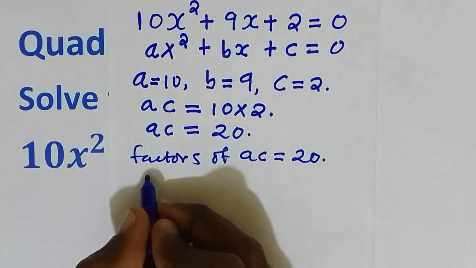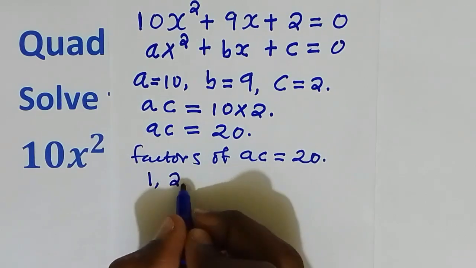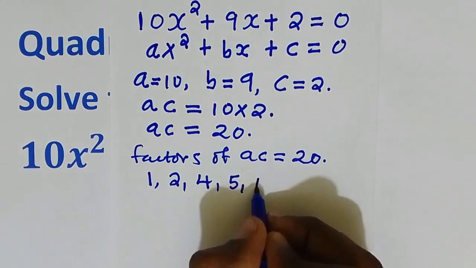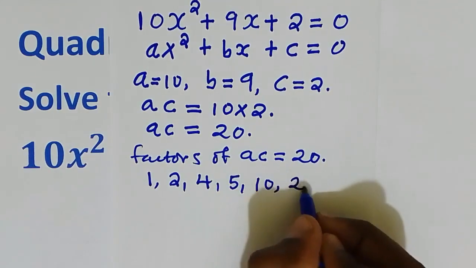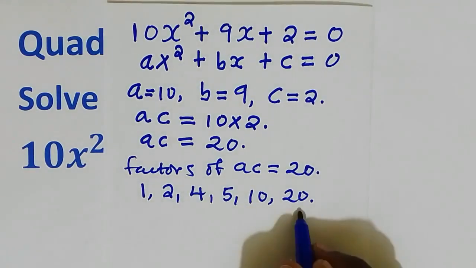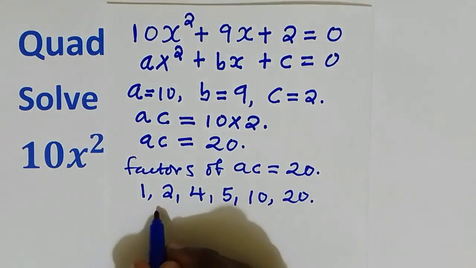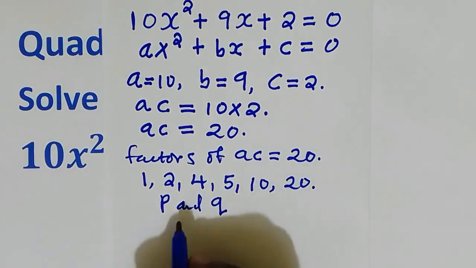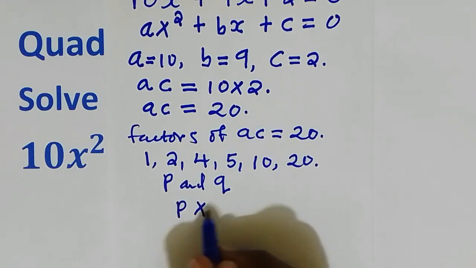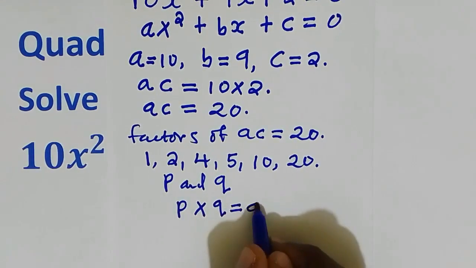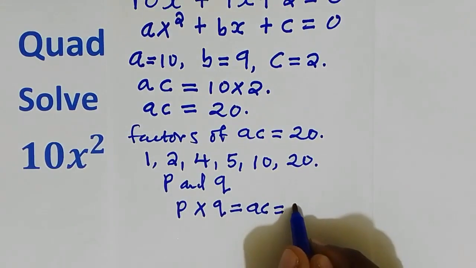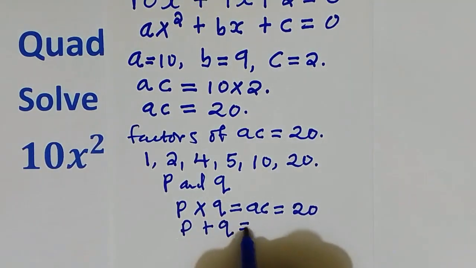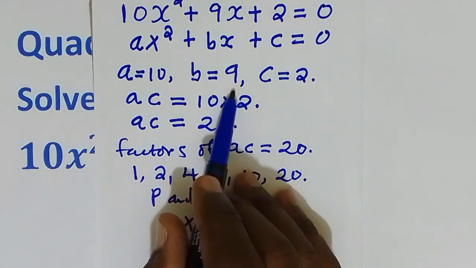The factors are 1, 2, 4, 5, 10, and 20 itself. Among these factors, we are going to find two factors, P and Q, such that P multiplied by Q is equal to AC, which is equal to 20, and P plus Q is equal to the middle term, that is 9.